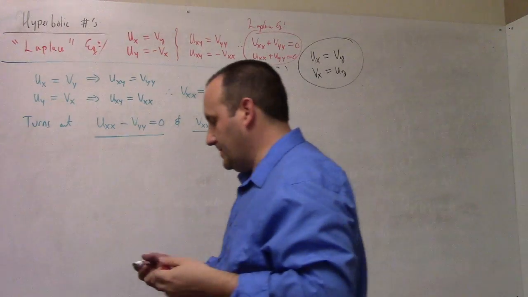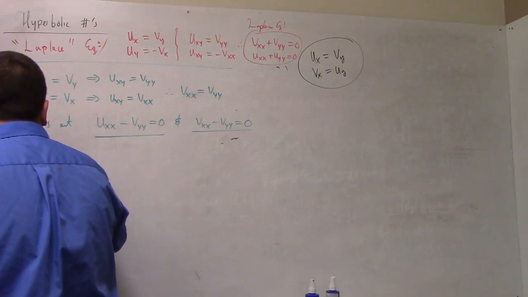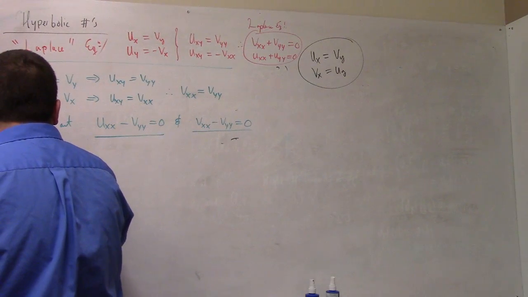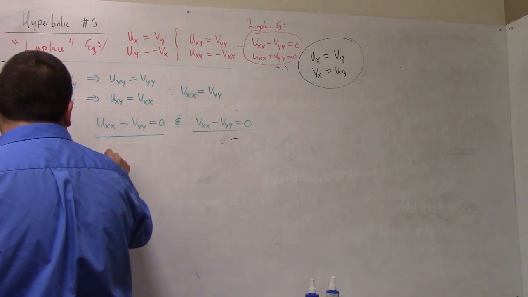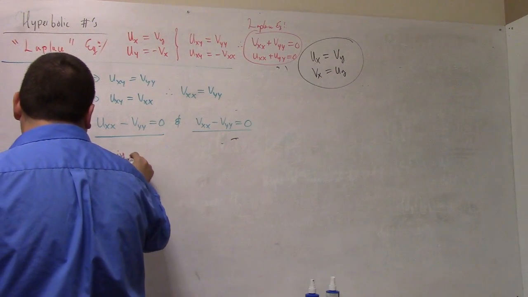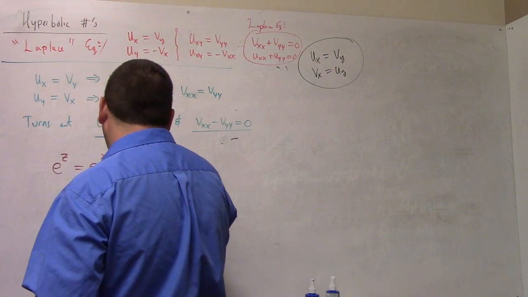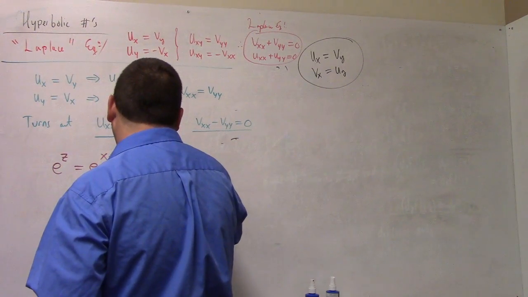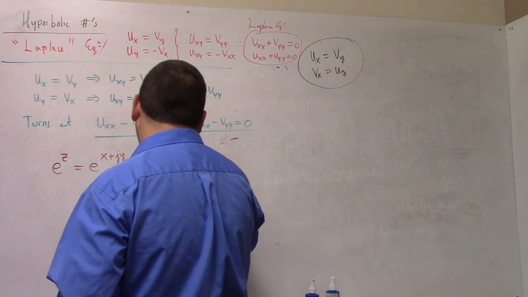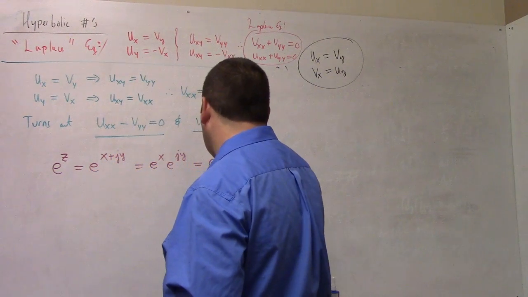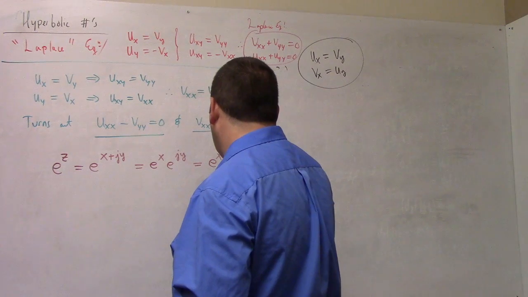Okay, so e to the z, I can tell you, would be e to the x plus jy here, and that will be e to the x times e to the jy, and that will work out to e to the x cos y.